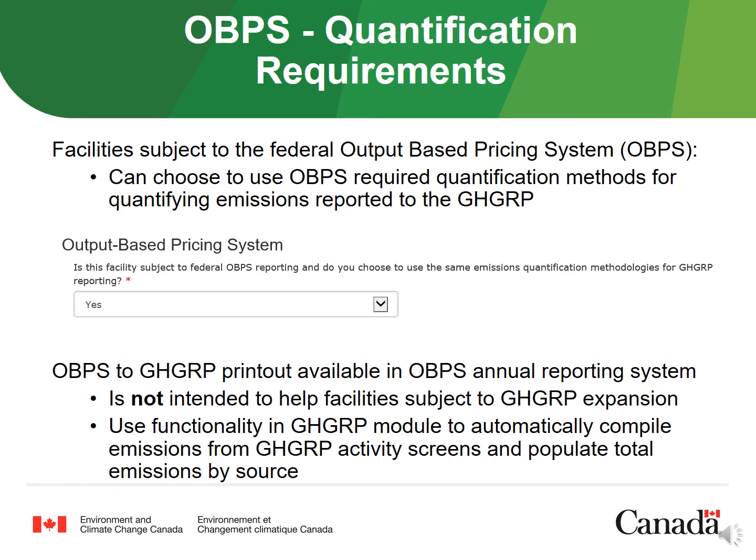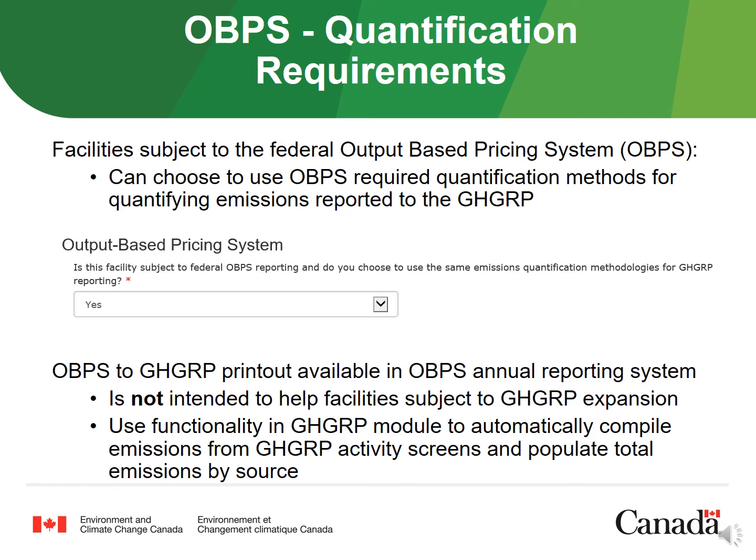Facilities that are subject to the Federal Output-Based Pricing System regulations, or the OBPS, may be aware that there are required methods to follow for quantifying emissions to be reported in the OBPS annual report. These methods are also allowable for your GHGRP report. Please note that the OBPS regulations refer to the GHGRP's 2017 methods for quantifying fuel combustion and lime production process emissions. In the GHGRP reporting module, there is a section where you must indicate if you're using these methods for your GHGRP report.